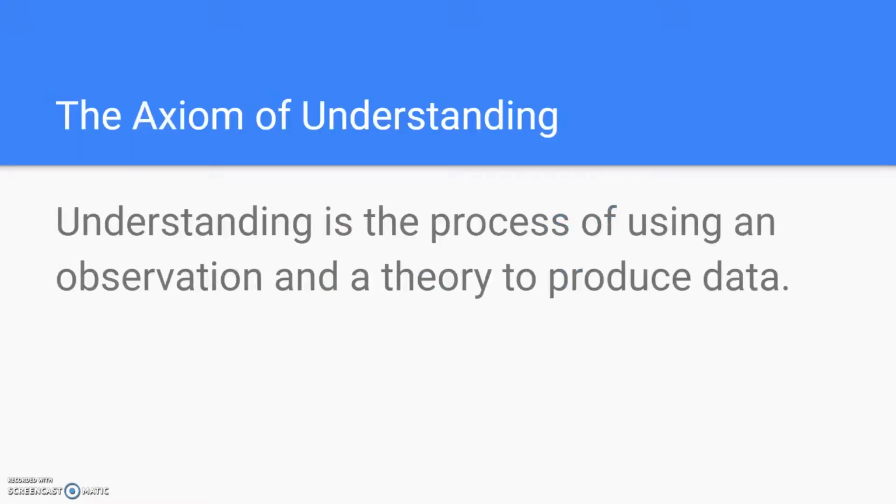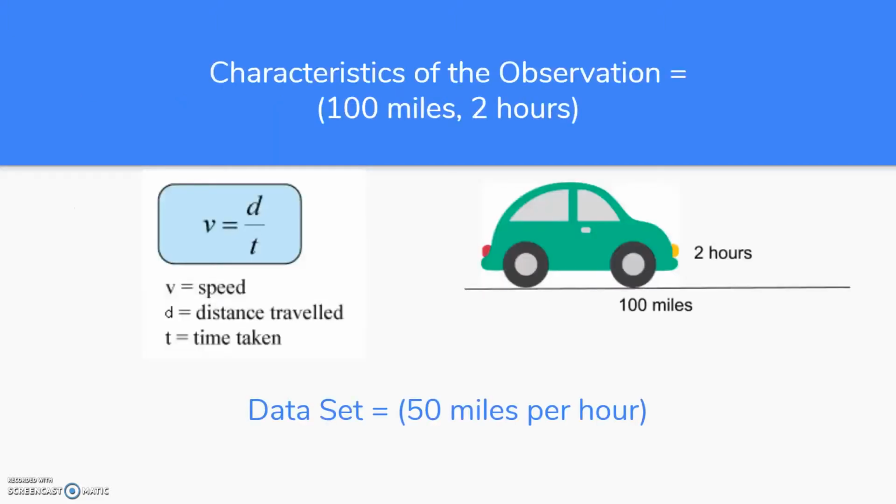Now, in previous videos, I implicitly defined a faulty axiom. Understanding is the process of using an observation and a theory to produce data. I had given an example like this. To understand the average speed of a car traveling down the highway, we would use characteristics of the observation, in this case, 100 miles traveled within 2 hours, and a theory, specifically the average speed formula, to solve for the data, 50 miles per hour.